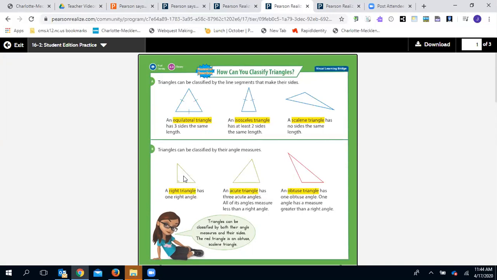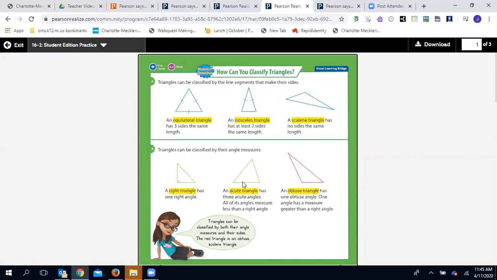Now, we can identify triangles by their angles. So look at this triangle. See how it has a right angle right here? Well, if a triangle has 1 right angle, it's automatically a right triangle. Even though it has 2 acute angles here, it does not matter. It's still a right triangle. Now, be careful. Sometimes it could be upside down, and the right angle could be over here. So sometimes you may have to look at all of them carefully because it might not look like a right angle.